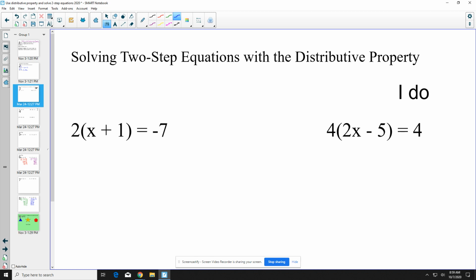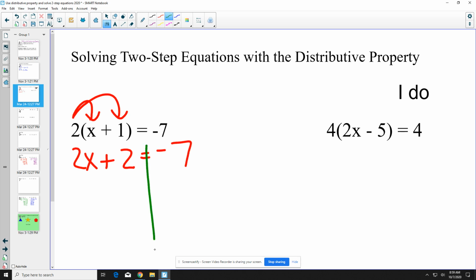All right, I want you to watch these two. You do not need to write these down. So these are the types of problems we're going to try to solve today. First, we're going to have to use the distributive property. So I would take 2 times x to get 2x, 2 times 1 to get 2, and then I would write equals -7. And then from there, I would draw my line. And remember, first step is add or subtract. So if it says +2, I subtract 2. And here I can box and check.